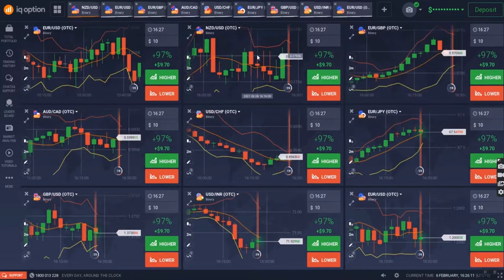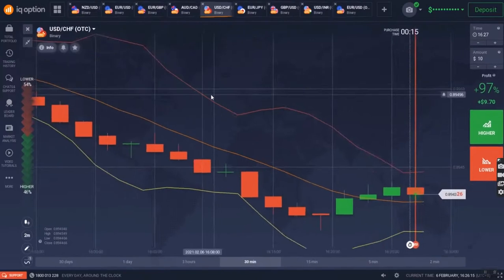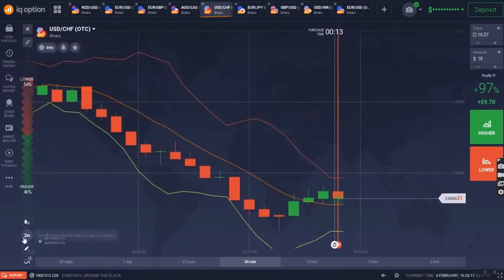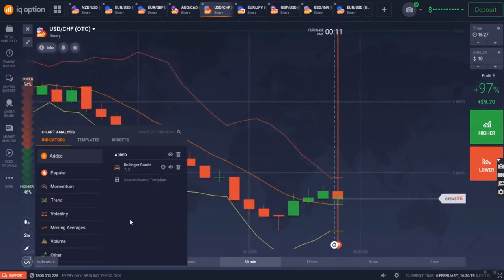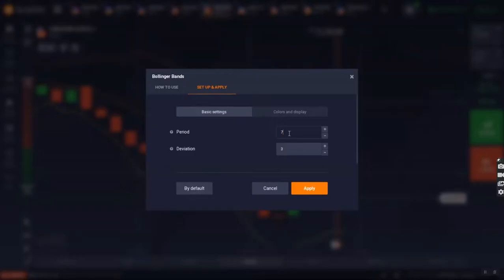Alright, so let's get down to the method itself. Let's randomly just choose, okay, we can look at this. The indicator setting is still the same. We will be still using the Bollinger Band setting at period 7, deviation 3. Okay, it's different from the default setting. Just remember to change this.